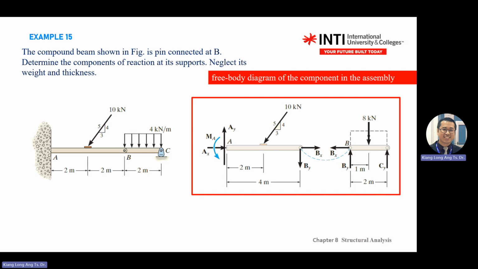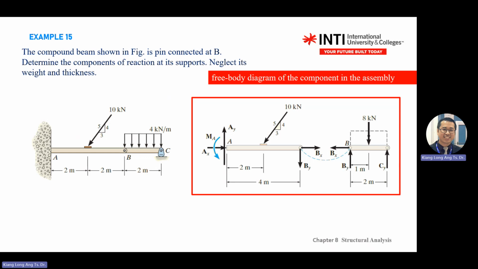Okay, break them into two components. Before you break, you can do the early analysis first, the whole object with all the forces, AX, AY, and C pointing up. Then after that, you break into two components. When you break into two components, there is M, AX, AY, copy the 10 kilonewton at a certain degree, and BX, BY here. It depends on how you draw it.